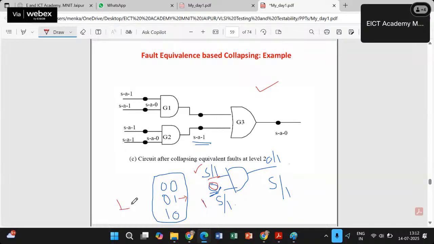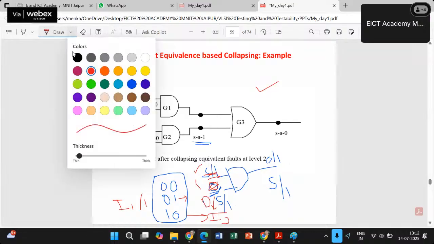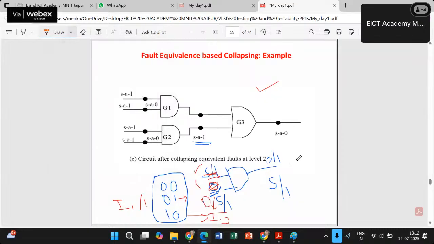Let's say this is for the I1 input: I1 input stuck at 1. Likewise, the I2 input is stuck at 1. So this one was fault free. I have to apply 1 over here and 0 over here. What will be the output? The output is expected to be 0, but because it was stuck at 1, I'll be getting 1.